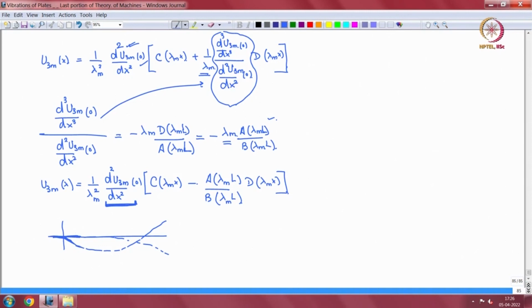So up to an unknown constant we have determined the mode shape. Later on when we normalize, that problem also will go away. So that is the mode shape and resonances of a clamped free beam.